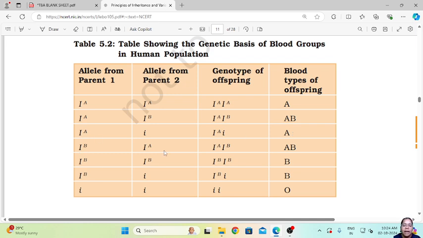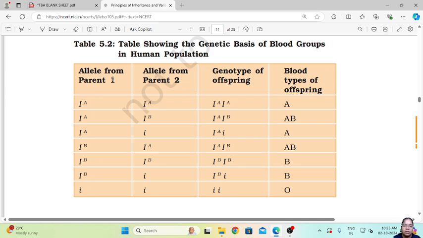If it is IB and IA, the offspring will consist of IA and IB, that is AB type. If the offspring has IB and IB, then the blood type will be B. Then if the child inherits IB from one parent and small i from the other, we know that IB is the dominant one and small i is the recessive one. So the blood type of the offspring will be B type.